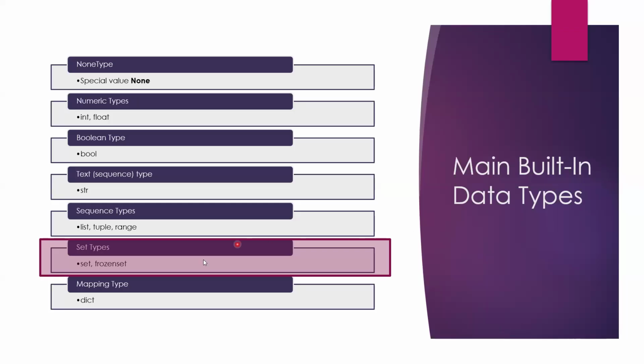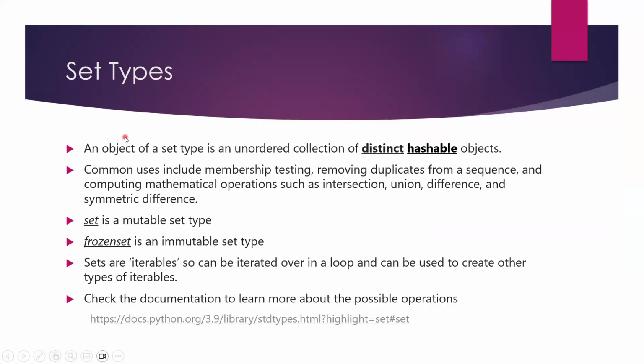Now we're going to talk about the set types, the category of set types. There are two types under this category. One of them is called set, and the other is called frozen set. The concept of a set is similar to the concept of set in math. If you remember, you probably learned it in discrete math.